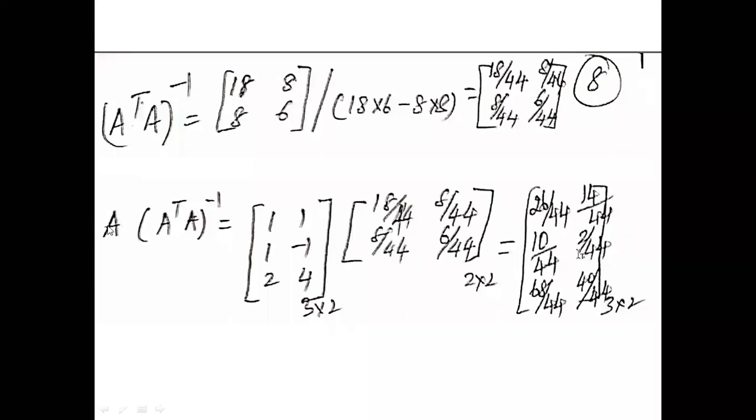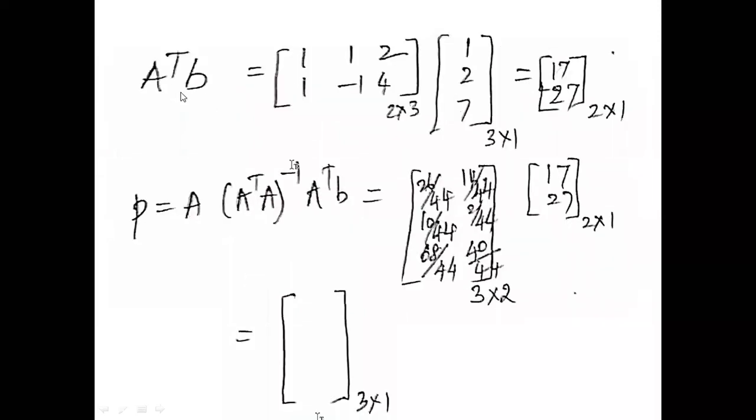The next step is to multiply A with A transpose A inverse. So that is A transpose A inverse here. Multiply this with A. That will be your answer. The next step is to find A transpose into B. So this is B, this is A transpose. That is the answer. And then combine everything and that will be the projection. So I have left this answer blank. The matrix is blank. You can fill in the answer. But if you get some P matrix in this form, then you're right.